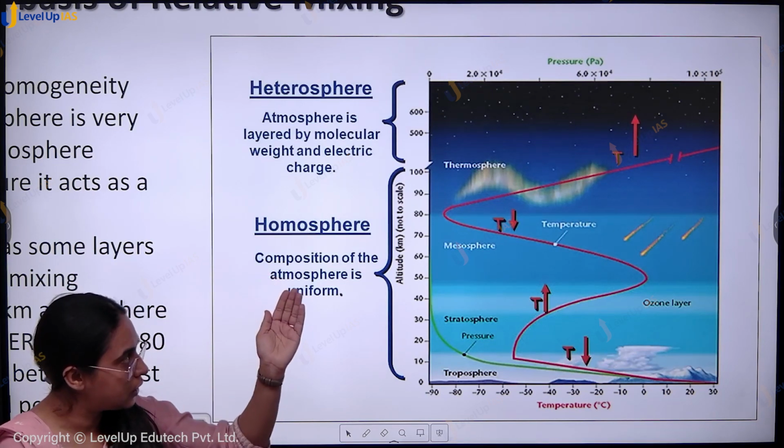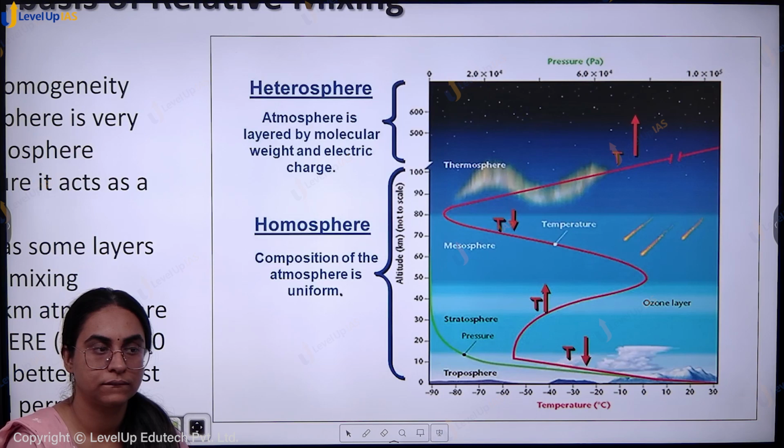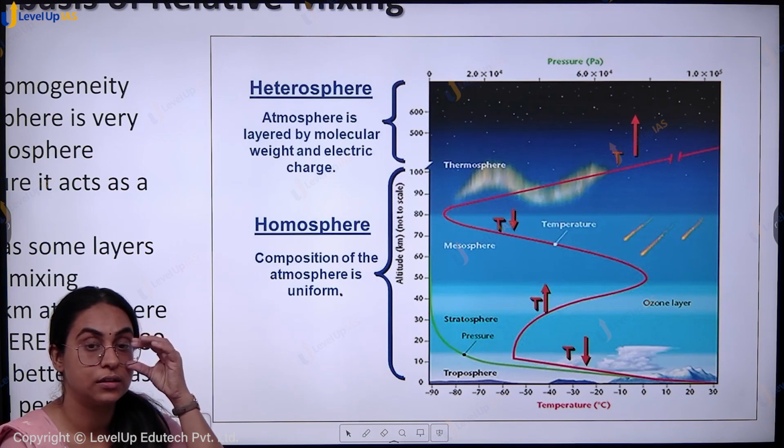And the temperature increases with the increase in the height in thermosphere and exosphere.